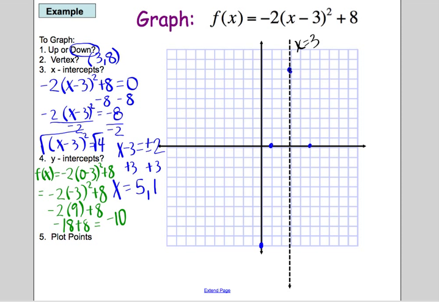Since this is going to be symmetric, I can take this point down here, the -10, the y-intercept, and flip that over that line of symmetry, and I actually get one more nice point here. And now I have 5 points. I'm going to connect them and sketch my parabola. And there's a nice sketch of the parabola.